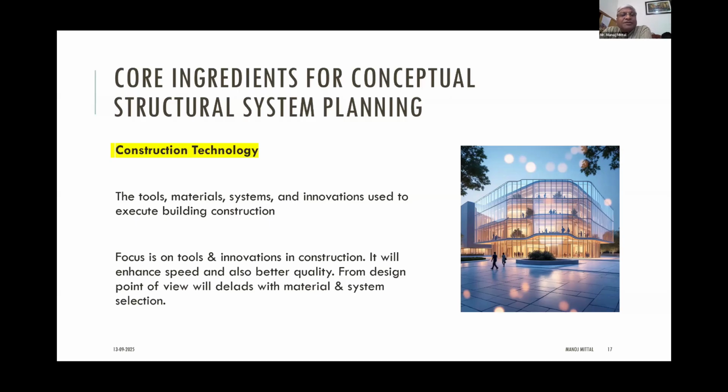So we need to consider the tools, materials, and the systems used to execute building construction. So the focus is on tools and innovations in construction. It will enhance speed and also give better quality. From the design point of view, all we need is that it deals with the material and the system selection. So these are the basic things about construction technology, construction methodology, and constructability.